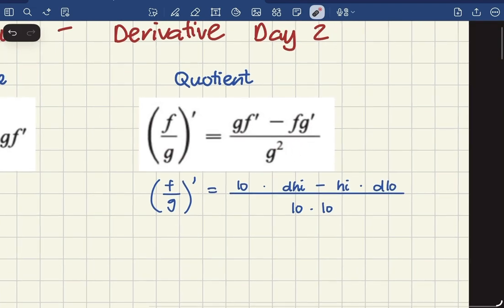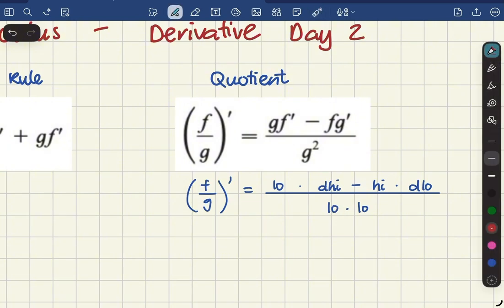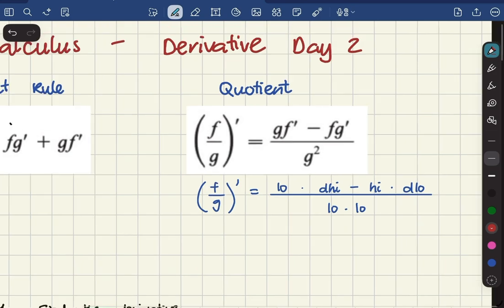Okay, so I have an easier way to remember it for you. The quotient rule will be the lower function times the derivative of the higher function minus the higher function times the derivative of the lower function, over the lower function times the lower function. So it goes like low d-high minus high d-low over low low. Okay, so I know that's quite hard to remember right now, but let's do some examples.